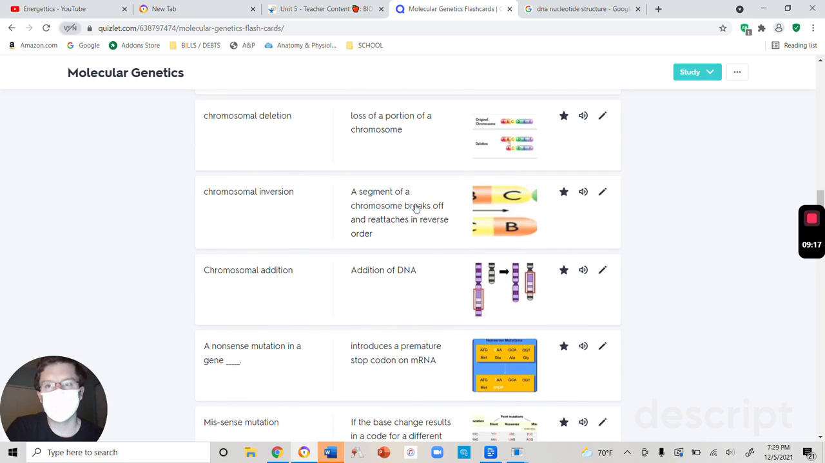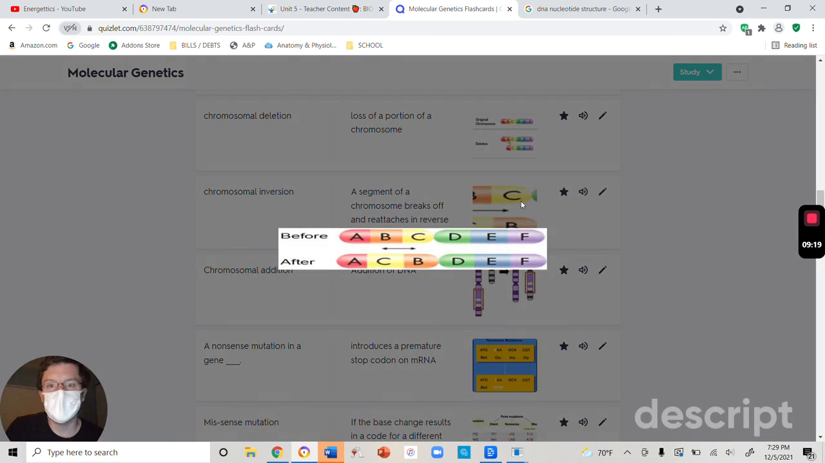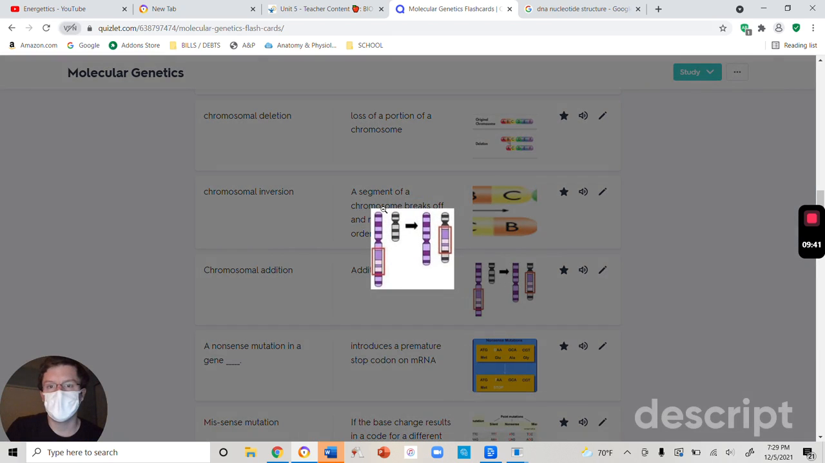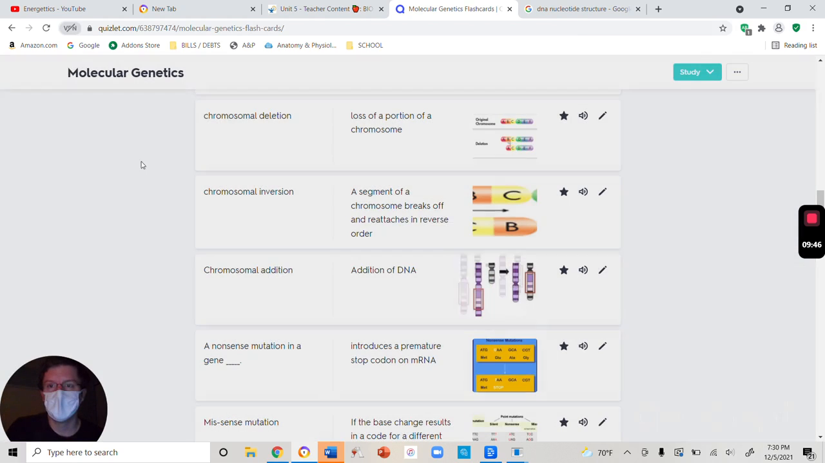Then we have chromosomal inversion. So remember, inverse means sort of like in reverse, or opposite. So notice how we have A, B, C, D, E, F. Now we have that B and that C, they switch places, all right? So in chromosomal inversion, the C and the B became inversed. In chromosomal addition, just what it sounds like, literally an addition of DNA, all right? So deletion, we're losing some. Inversion, it's switching. Addition, we're adding some on.